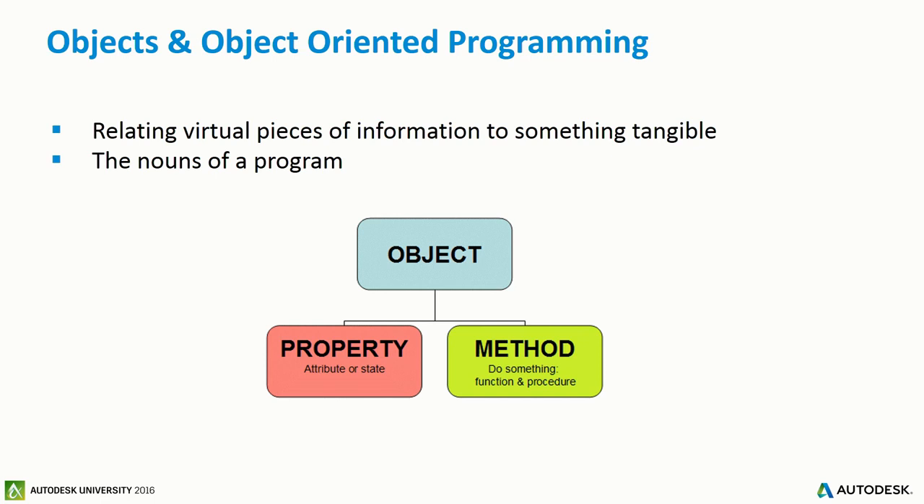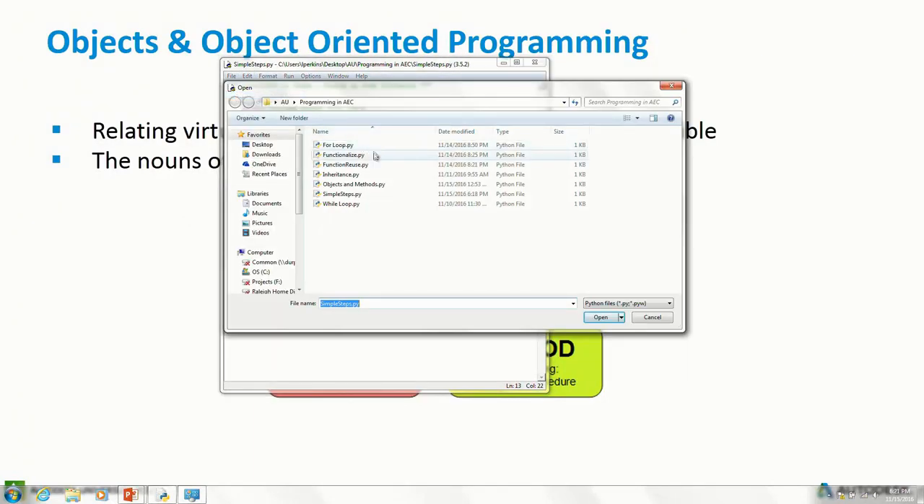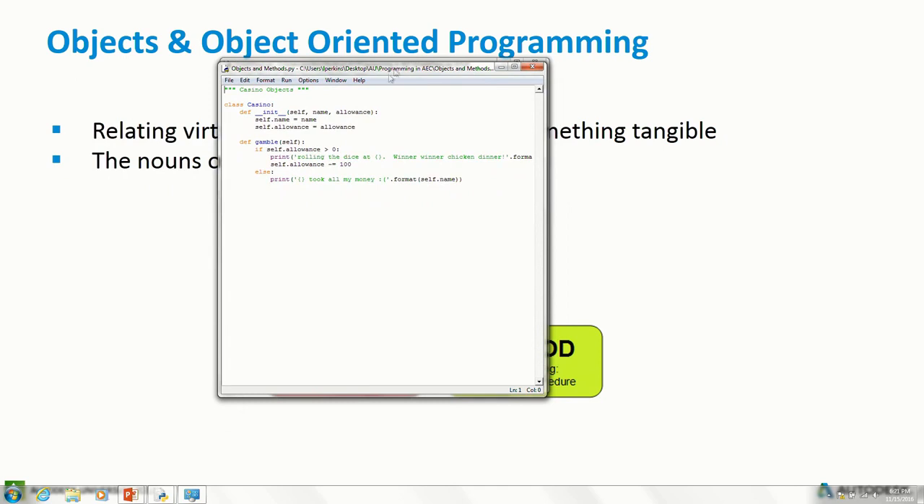And classes are the nouns of our program. And those nouns can have attributes, so they might have certain properties, and they might have a method, which is essentially a function that does something to that class. It either changes the state of that class, or it carries out a process on that class. So let's take a look at an example of that. I'm going to open up objects and methods.